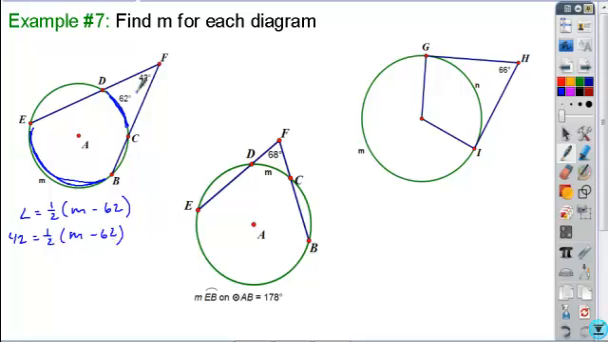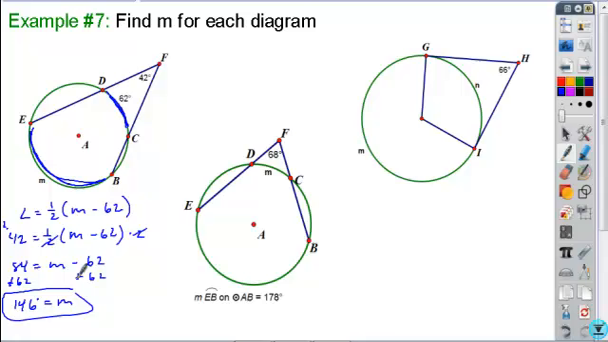And then we can simplify what we have. Get rid of our half by multiplying both sides by 2. You get 84 is equal to M minus 62. Add 62 to both sides, and you solve for M. So 80 plus 60 is 140. 4 plus 2 is 6. So you get your arc measure to be 146.